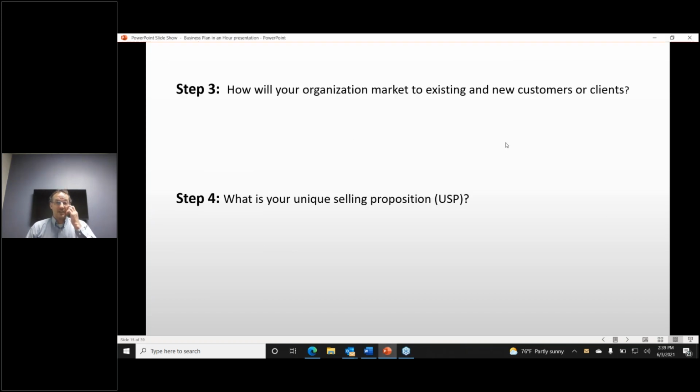How will your organization market to existing and new customers or clients? What is the unique selling proposition that you have? So how are you going to market to your clients?